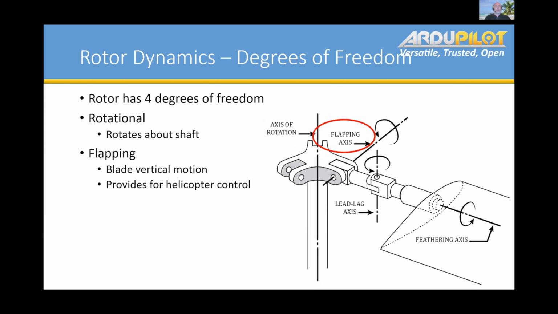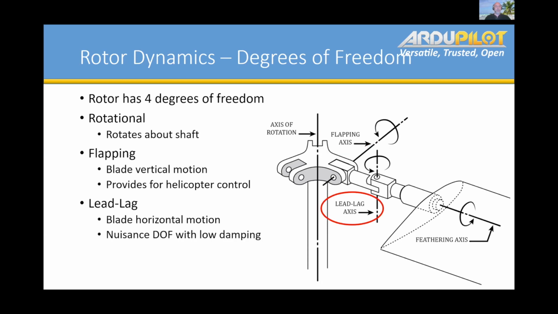Then you can talk about the flapping degree of freedom. We talk about a plane of rotation as being a plane that is perpendicular to the shaft. And so out of plane motion, or vertical motion, is what we call our flapping motion of the blades. That can be done through a flexible beam or a hinge, various ways to provide for that flapping degree of freedom. And this is essentially how we create moments to control the aircraft.